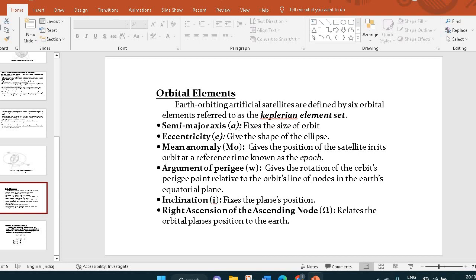One is semi-major axis, a, which fixes the size of the orbit. Eccentricity e gives the shape of the ellipse. Mean anomaly M0 gives the position of the satellite in its orbit at a reference time known as the epoch. Argument of perigee gives the rotation of the orbit's perigee point relative to the orbit's line of nodes in the Earth's equatorial plane. Inclination i fixes the plane's position. Right ascension of the ascending node, omega, relates the orbital plane's position to the Earth.